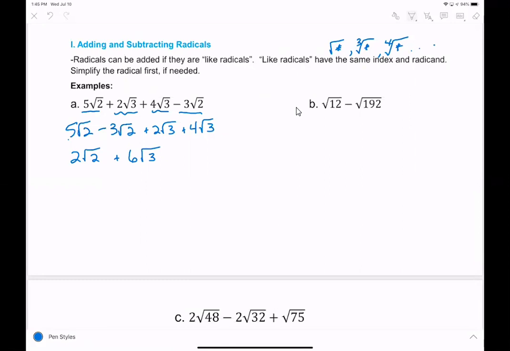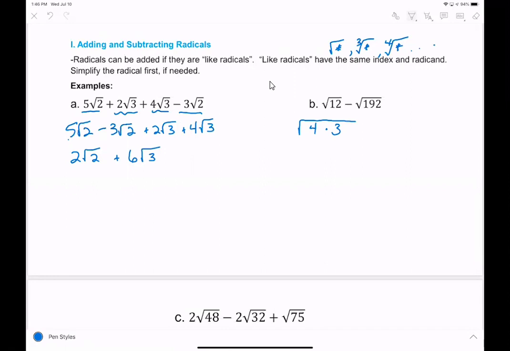The second example, notice we have a 12 and a 192, which these do not match. But if you go back to a previous lesson when we were simplifying radicals, we can simplify radicals. In this case, we can break both of these down by picking out a perfect square factor. So for the square root of 12, we can break this down into 4 times 3 because 4 is a perfect square factor. Remember your perfect square factors. If you haven't memorized them, it's a good thing to do this.